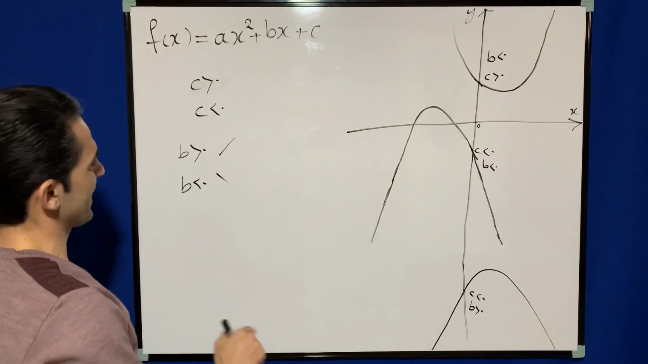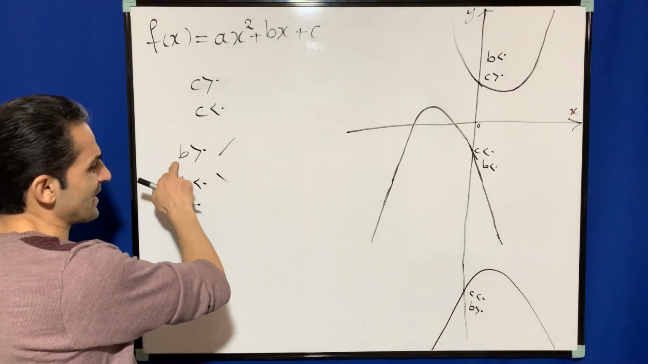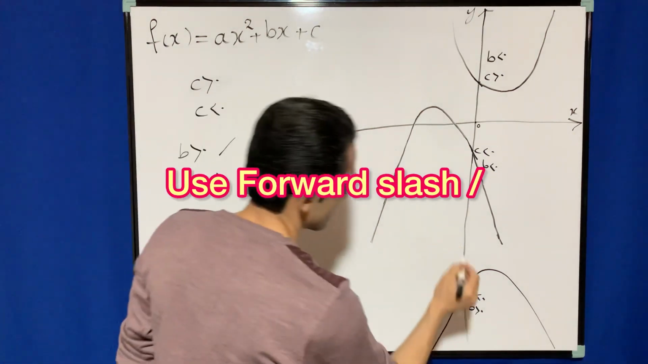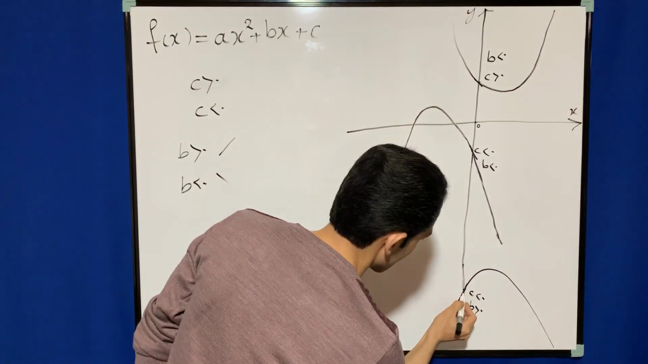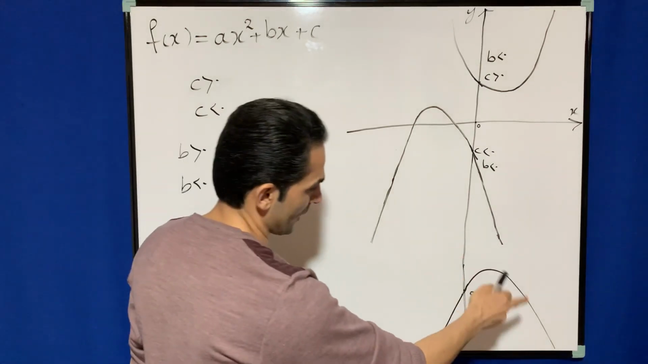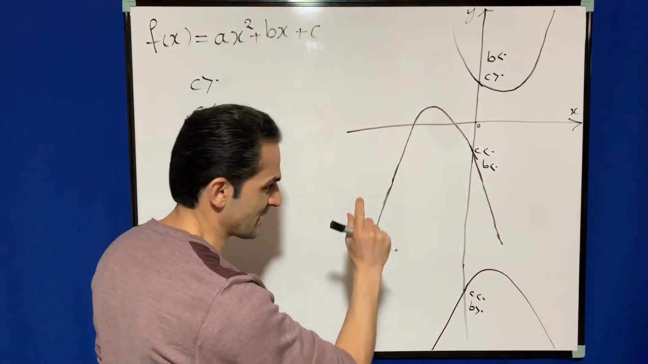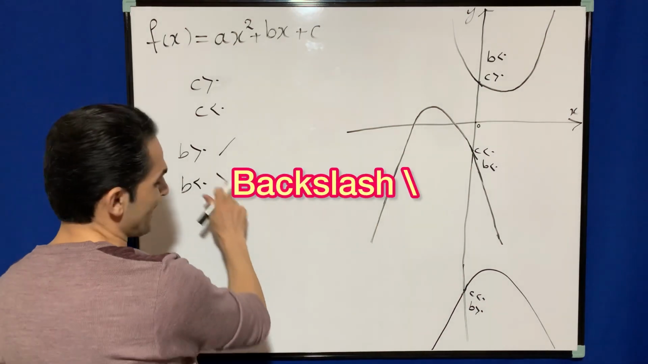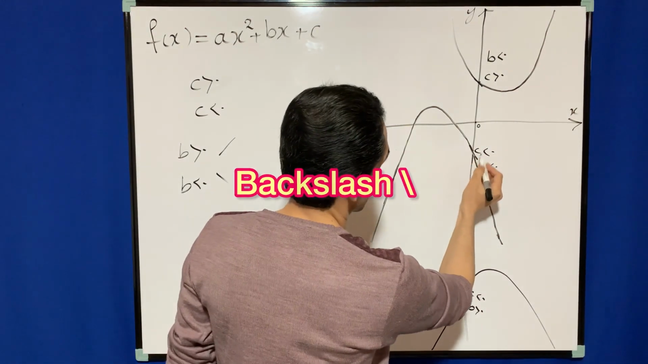Let me tell you the trick. If b is greater than 0, use a forward slash like this. A forward slash on a curve, exactly the size of a slash. If b is less than 0, use a backslash like this, backslash.